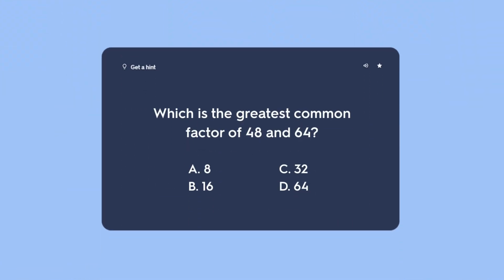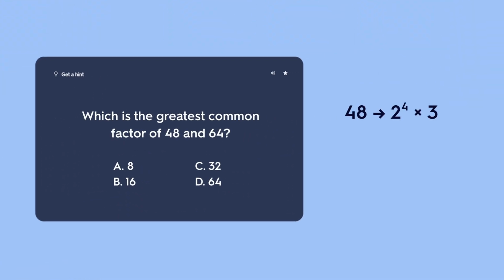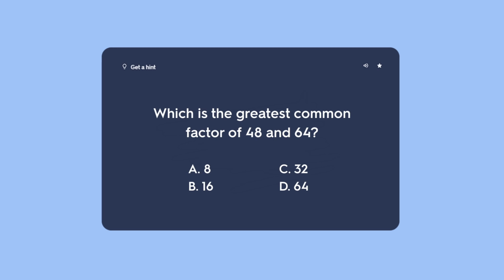Time to reveal the pop quiz. 48 is 2 to the 4th times 3. 64 is 2 to the 6th. The shared part is 2 to the 4th, which is 16. So the correct answer is 16.